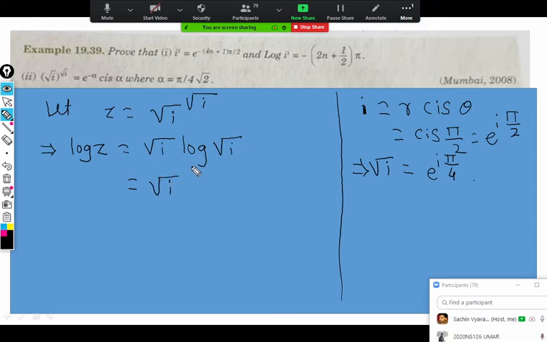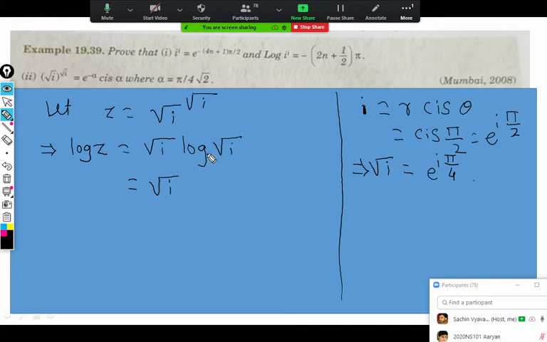This I could not understand. Which one? Root I is equal to I raised to half. Take raised to half on both sides. I raised to half is e raised to I pi by 2 raised to half. So x raised to m raised to n is x raised to mn, right? So 1 by 2 into 1 by 2 becomes 1 by 4. It is the property of indices only. Are you getting it? Got it, sir. Thank you. Okay, very good.